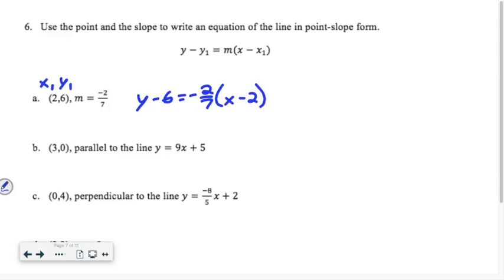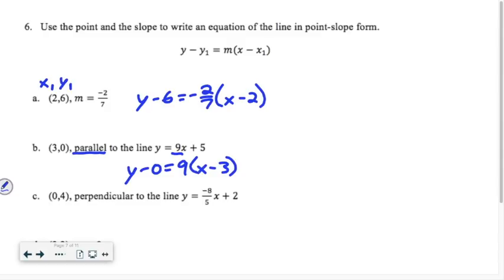For part B, same concept, but now instead of telling you the slope, I'm telling you it is parallel to this line. The important piece of information is that the slope is 9. So I'm going to set it up the same exact way. Y minus 0, which I don't have to write, but I'm just going to put it in there so you can see where it goes, is equal to 9 times x minus 3. There it is. There's my point-slope form.